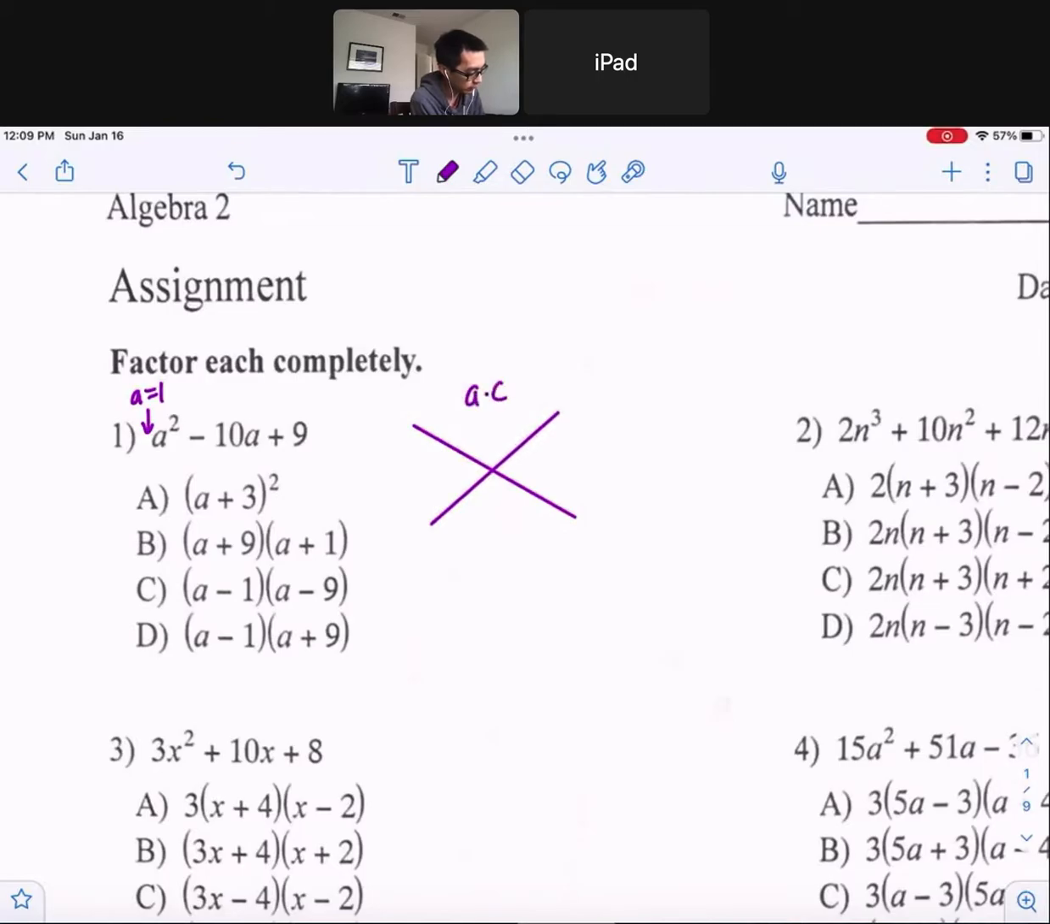So, a times c up top, b on the bottom, so you get 9 up top. 1 times 9 is 9. And your b value is negative 10. So what two things multiply to 9, but when you add them give you negative 10? That's negative 9 times negative 1. And because a is equal to 1, you just use your two side numbers as part of your factors. So a minus 9 is one factor, and a minus 1 is the other factor, which should have been c. Okay, that one is c.